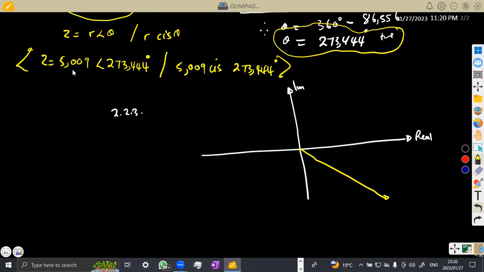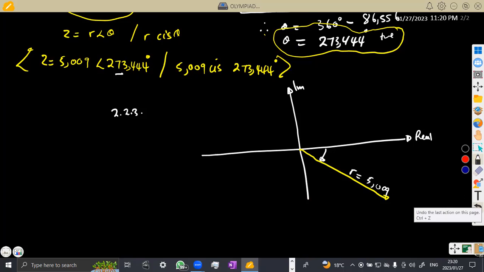5,009. Okay, 5,009. This is where our R lies. So you just represent our R at this point. Okay, let's just write something that is visible. Our R is equal to 5,009.